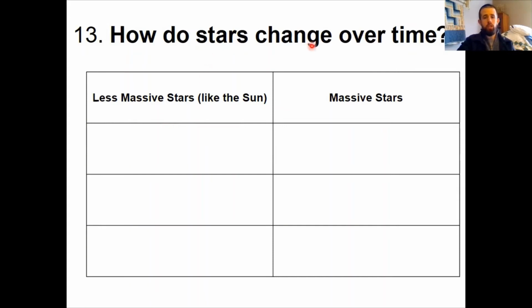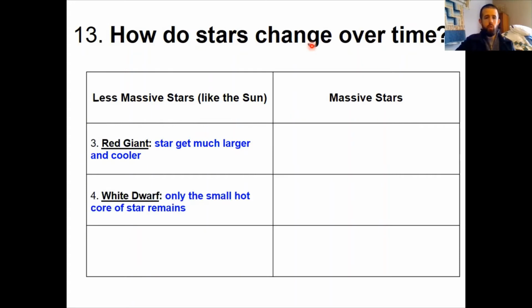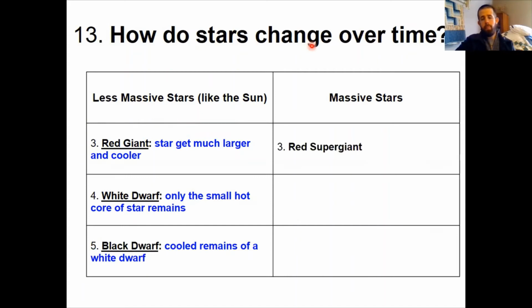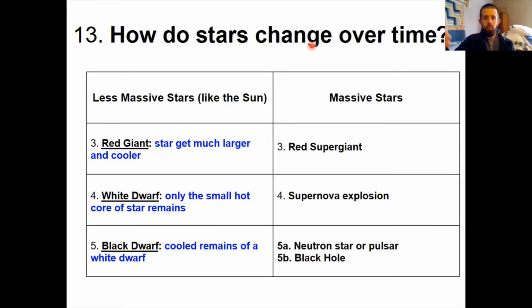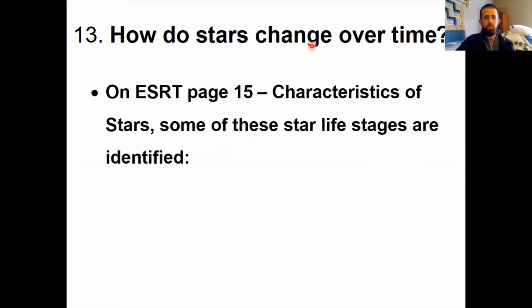So how do stars change over time? We're just going to compare these two. If you're a medium-sized star like our sun, you'll become a red giant next. Then a white dwarf. So red giant being big, white dwarf being smaller, and then eventually a cooler black dwarf. Massive stars become supergiants, then they explode into supernovas, and then they can become a neutron star or a black hole, depending on their composition.